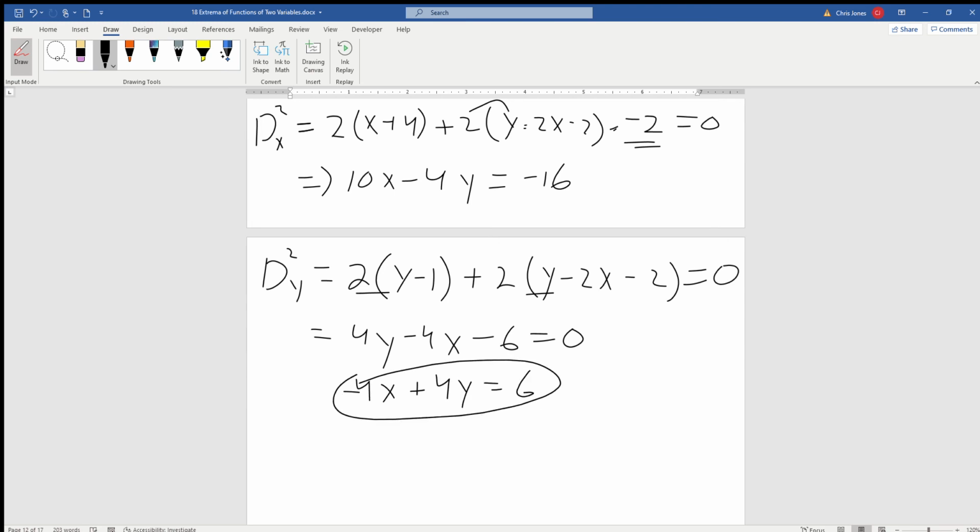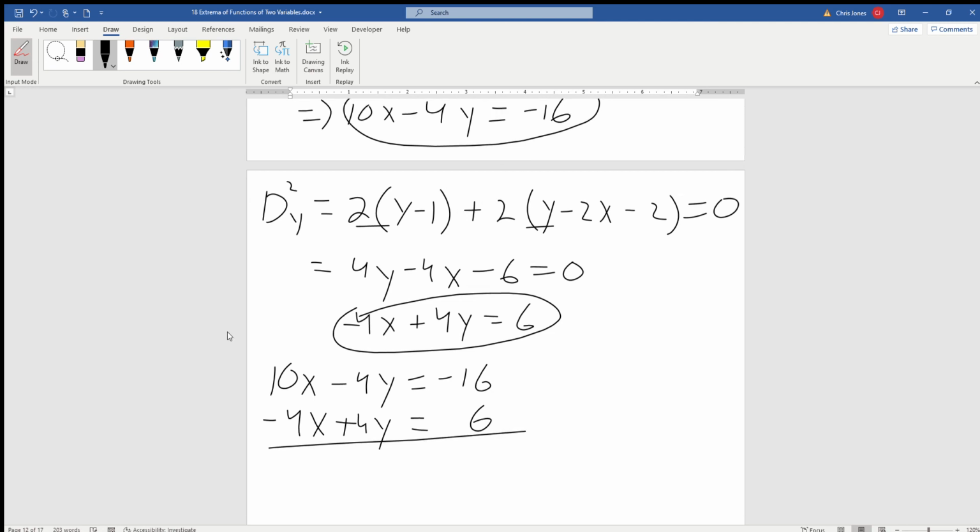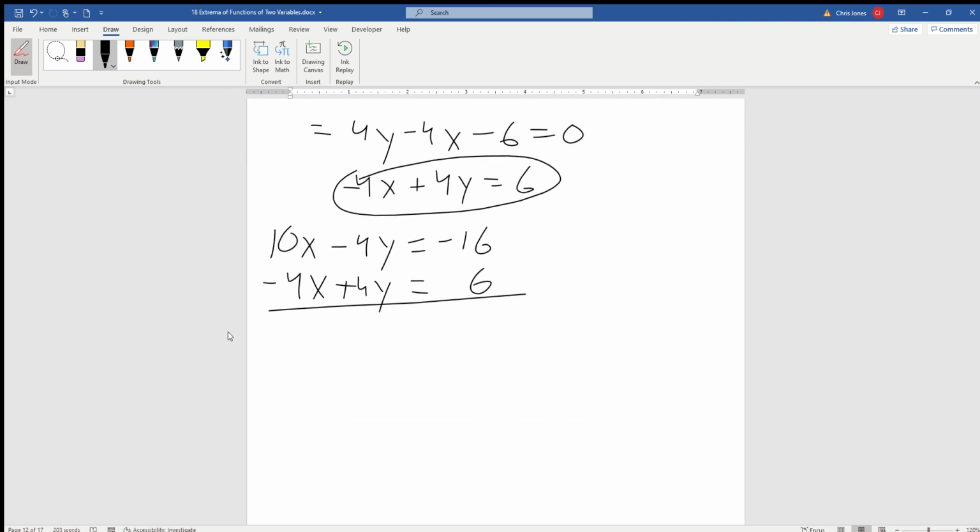And what do we have? Well, we have a system of equations, and this system is going to be really nice for us. So we have 10x minus 4y equals minus 16. And then we have negative 4x plus 4y equals 6. And now we can see how nice and easy this is. So we're going to end up with 6x equals negative 10, or x equals negative 5/3.